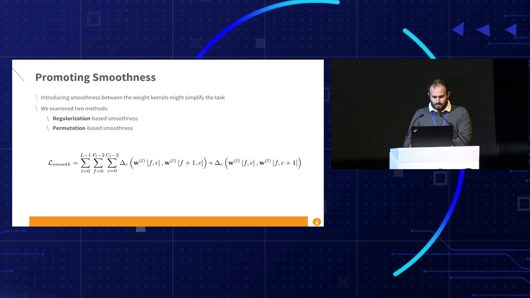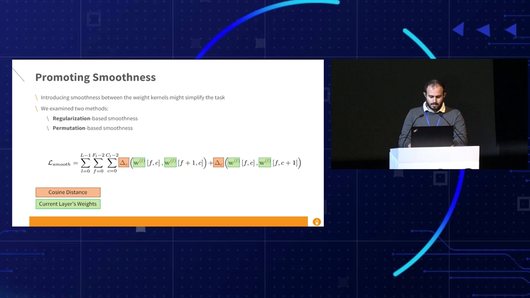Now there are a lot of symbols here, so I'll break it down. The first summation on the left goes over the layers of the network, and the second and third go over the filters and the channels of a specific layer, respectively. These deltas symbolize the cosine distance between two vectors, and these W_L symbolize the current layer's weight tensor.